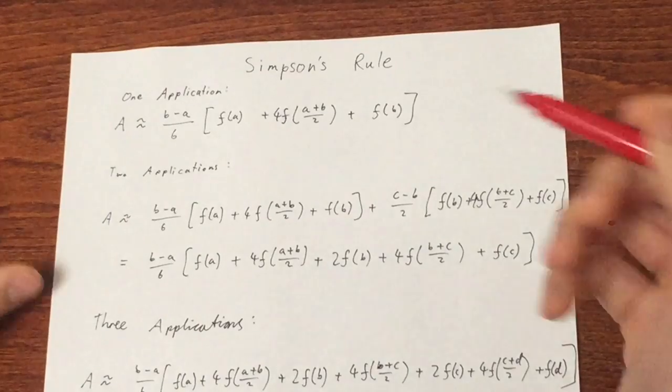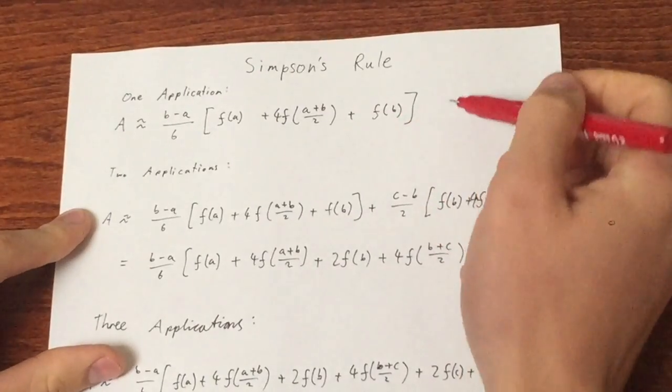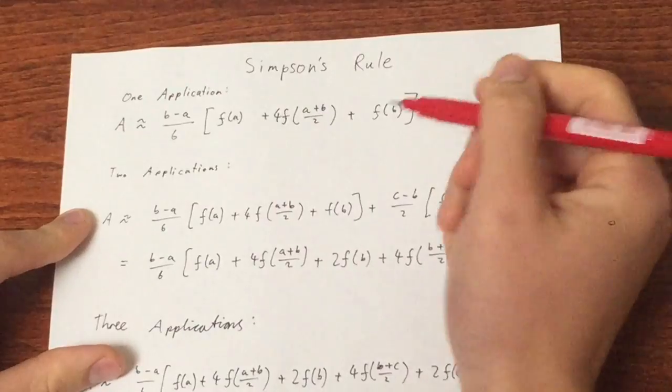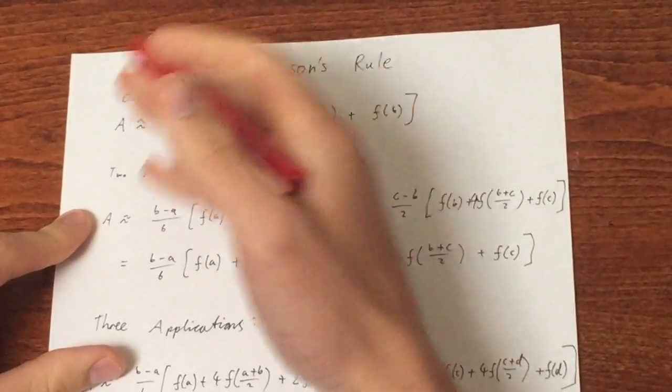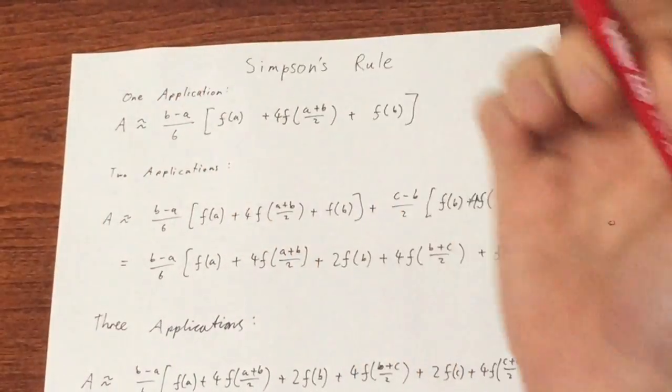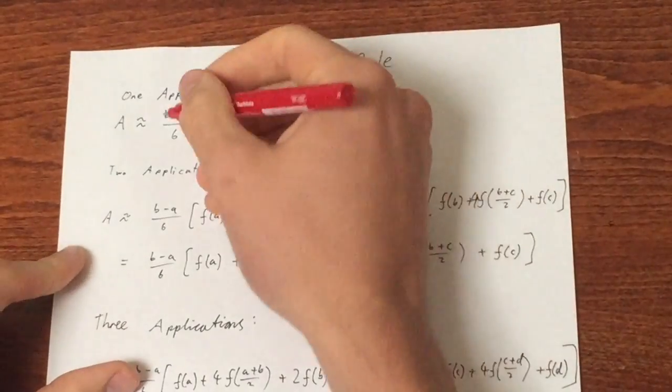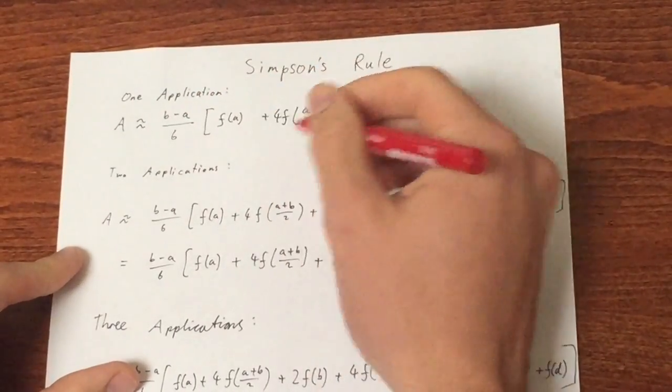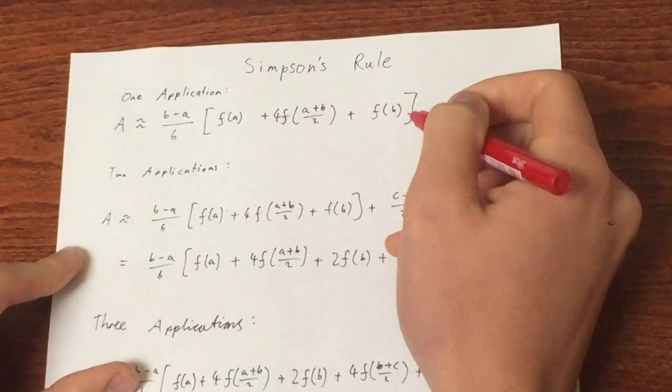Okay, so the formula, as you will see it on the formula sheet for one application of the Simpson's rule, is as follows. The area under a curve approximated by a parabola is given by (b minus a) on 6 times (f(a) plus 4 f((a plus b) on 2) plus f(b)).